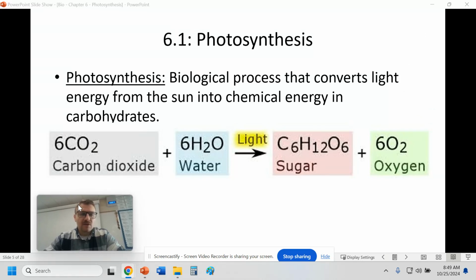Now, we're going to look at photosynthesis a little bit more in depth in this class. Not too much in depth, but we are going to look at how photosynthesis is different from cellular respiration in mitochondria. Basically, this is the biological process that converts light energy from the sun into chemical energy in the form of carbohydrates. You can see we take in carbon dioxide, water, and light, and make sugar and oxygen.